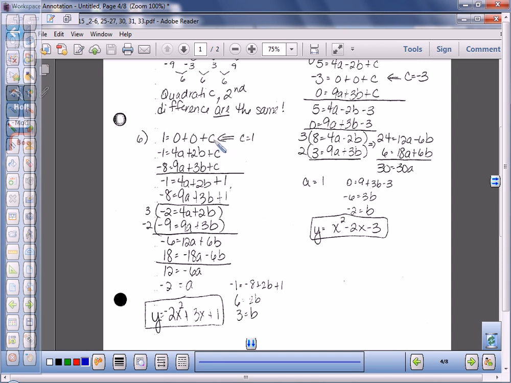Number 6, same thing. You plug in your x, you plug in your y, you already know c. So then you use a system of equations to solve for a and b, and this is our solution. y equals negative 2x squared plus 3x plus 1.